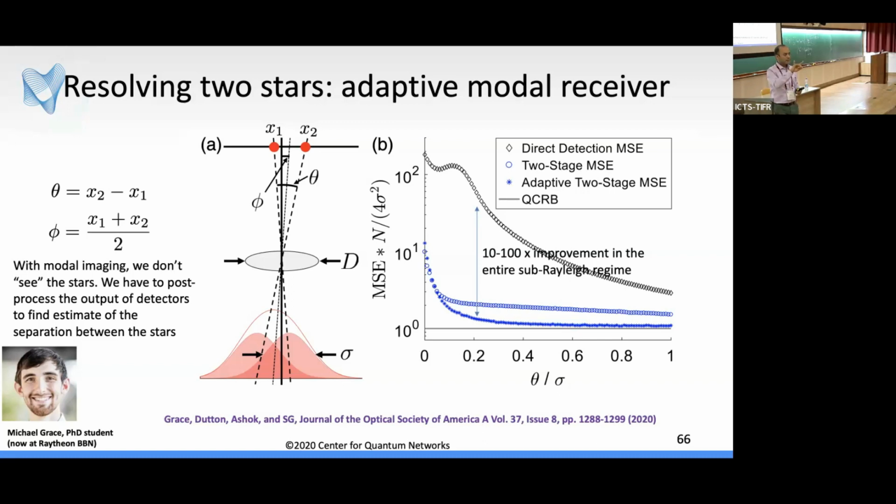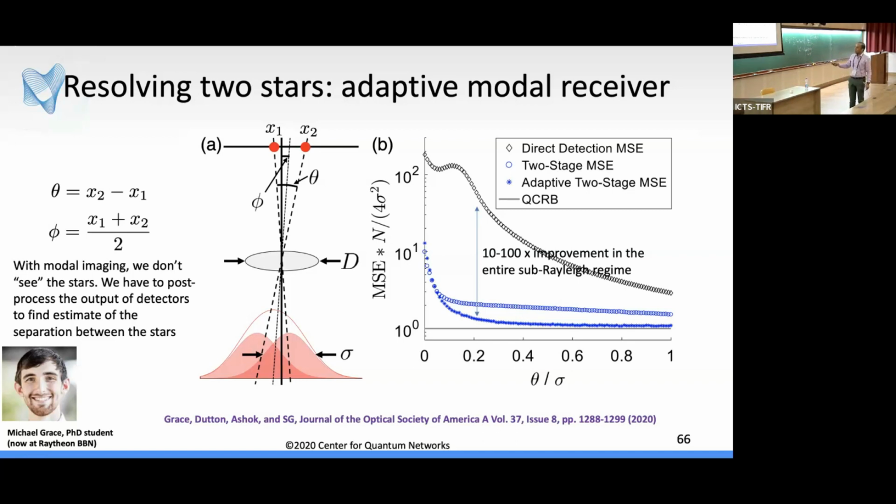x2 minus x1 is the separation. x1 plus x2 is a much easier thing to estimate than x2 minus x1. So why should you give the same resources to the 2 things? You should provide direct detection, which is very good at estimating x1 plus x2, but give it very little time and focus your energy on estimating x2 minus x1. But you do need that x1 plus x2 estimate in order to point your mode sorter. So that was the philosophical, the intuitive part for why this works.